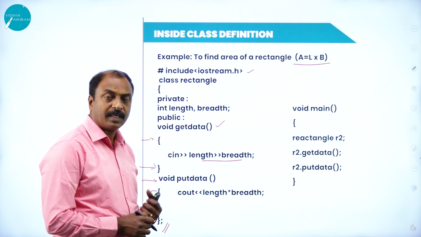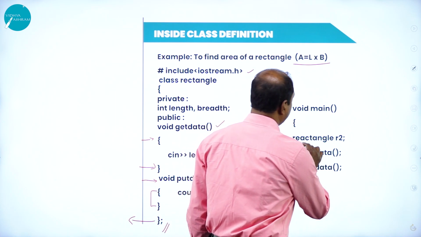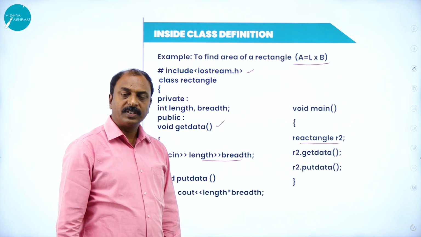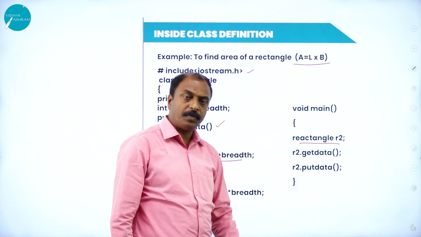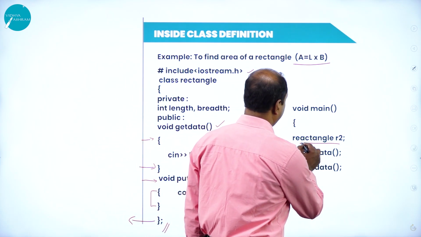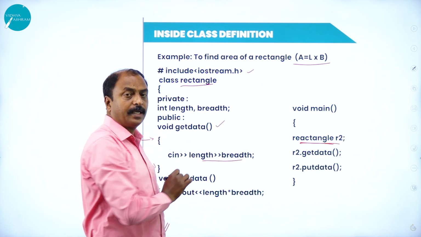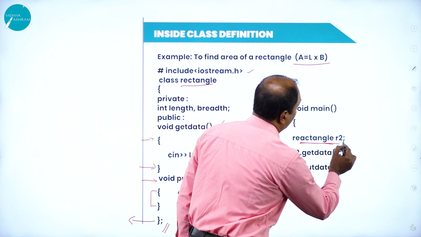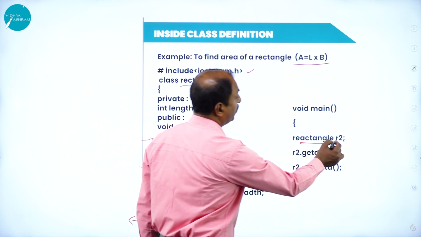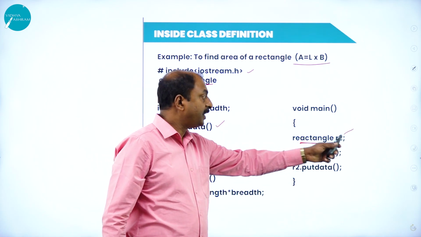Now how do we access the members? Void main is the main function. Inside this, the first line of the main function would be the creation of an object of a class. The syntax is like this: Rectangle space R2. Here Rectangle is the name of the class, and R2 is a user defined name or identifier. So R2 is an object of the class Rectangle.